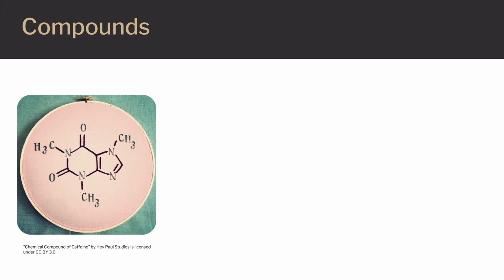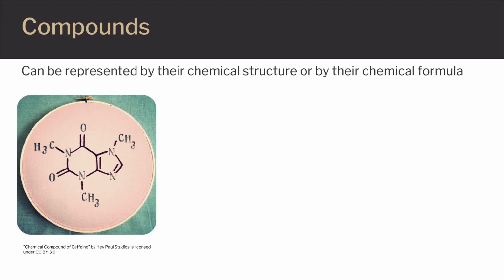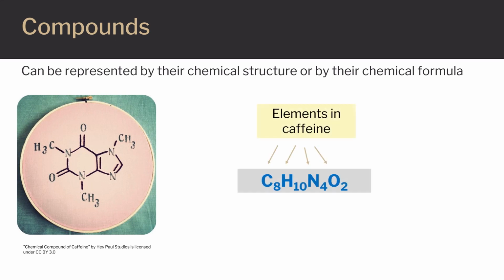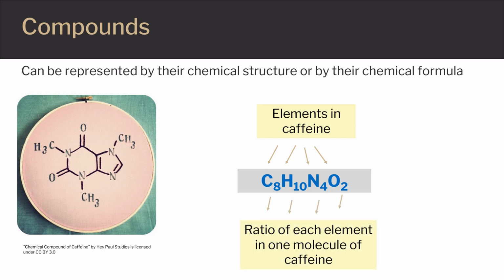The chemical structure is used to visualize the spatial arrangement of the atoms and bonds in the compound. The chemical formula provides a quick representation of the elements making up the compound, as well as the ratio of those elements. Caffeine is provided as an example on the slide. This compound is made of 8 atoms of carbon, 10 atoms of hydrogen, 4 nitrogen atoms, and 2 oxygen atoms. In cases where there is no subscript, the number of atoms is presumed to be 1.